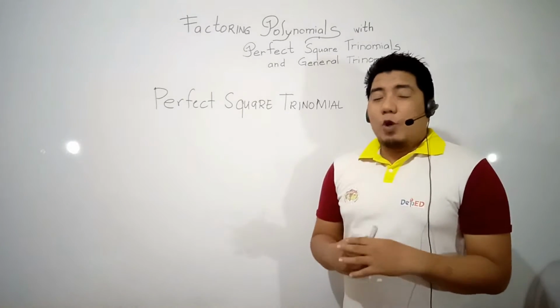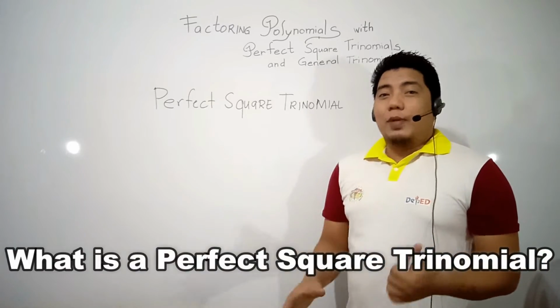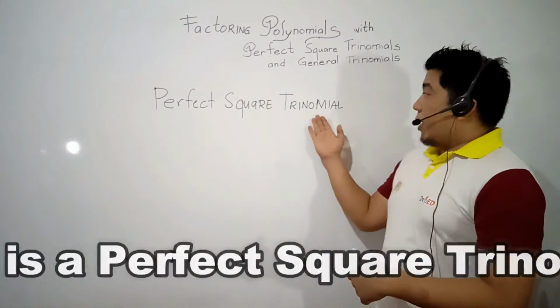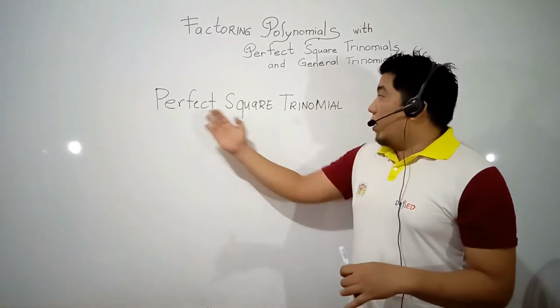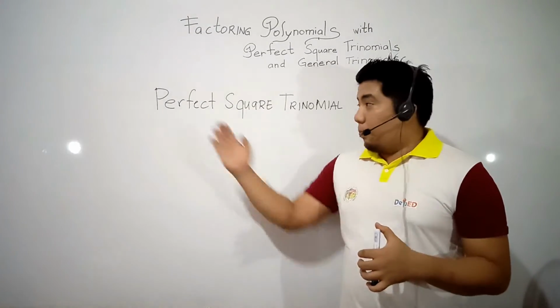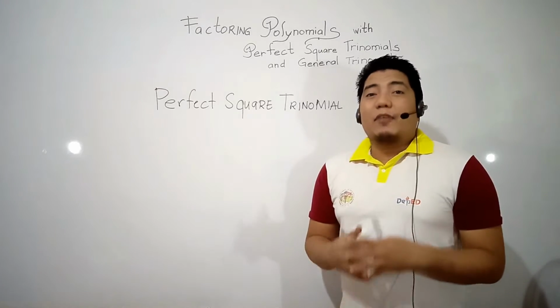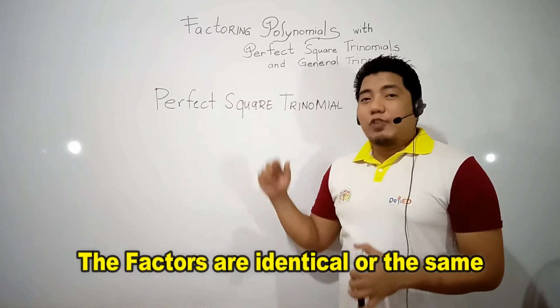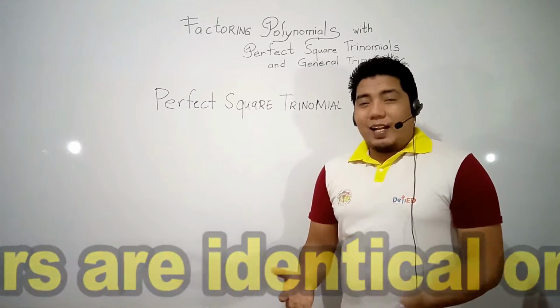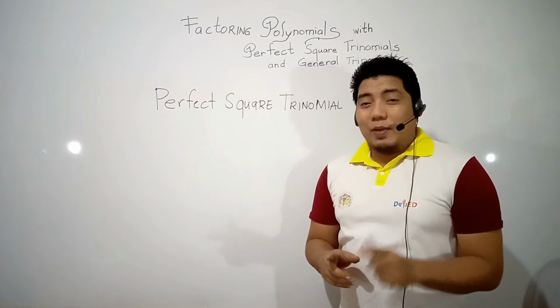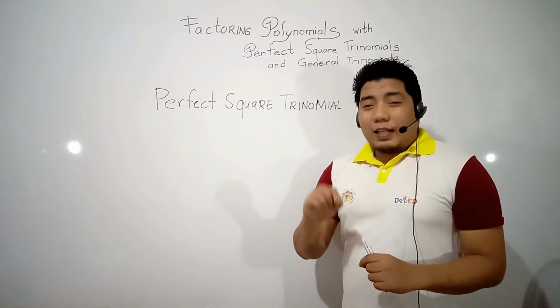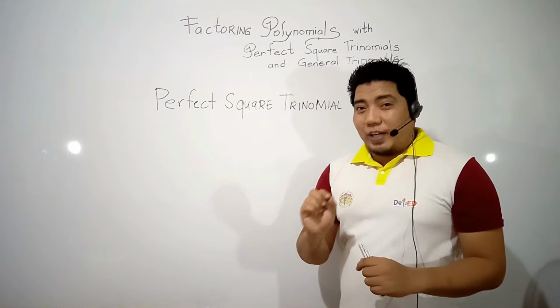The question is, what is a perfect square trinomial? Number 1, a trinomial is a 3-term polynomial. Number 2, what is a perfect square trinomial or perfect square? It means that the factors of this kind of trinomial are identical. Therefore, factor 1 and factor 2 are just the same. Now, how do we know that a trinomial is a perfect square trinomial?